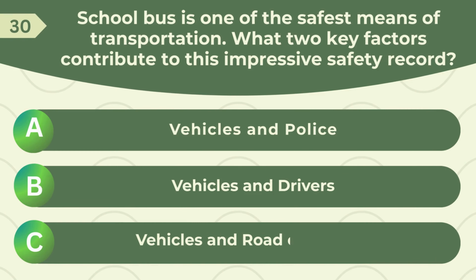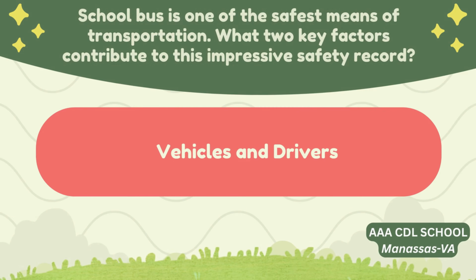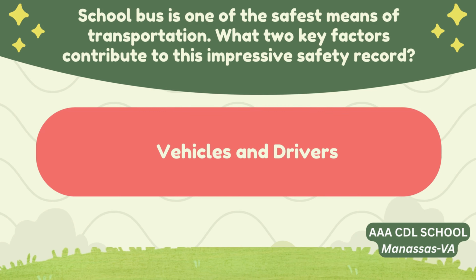A school bus is one of the safest means of transportation. What two key factors contribute to this impressive safety record? A. Vehicles and police. B. Vehicles and drivers. C. Vehicles and road conditions. Correct answer: vehicles and drivers.